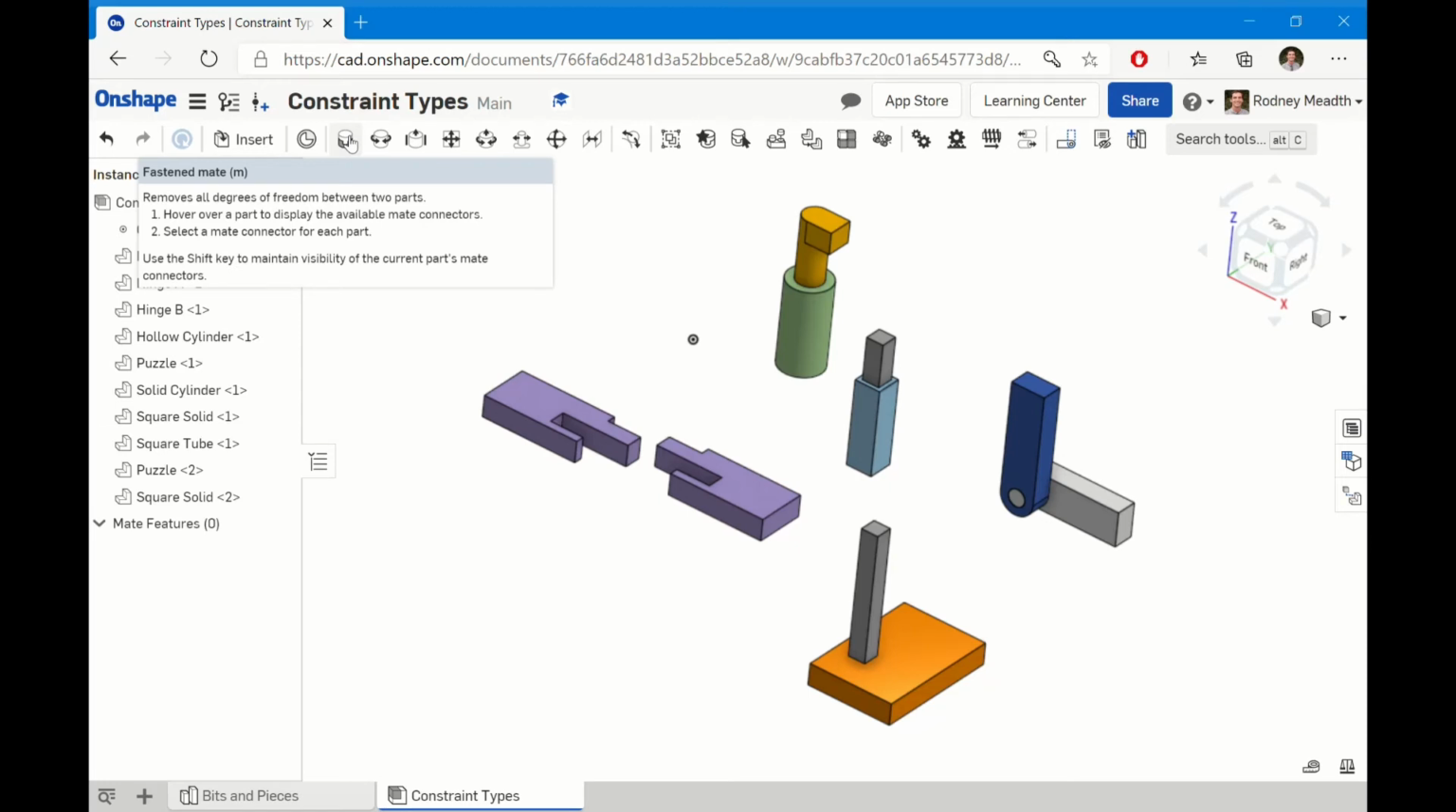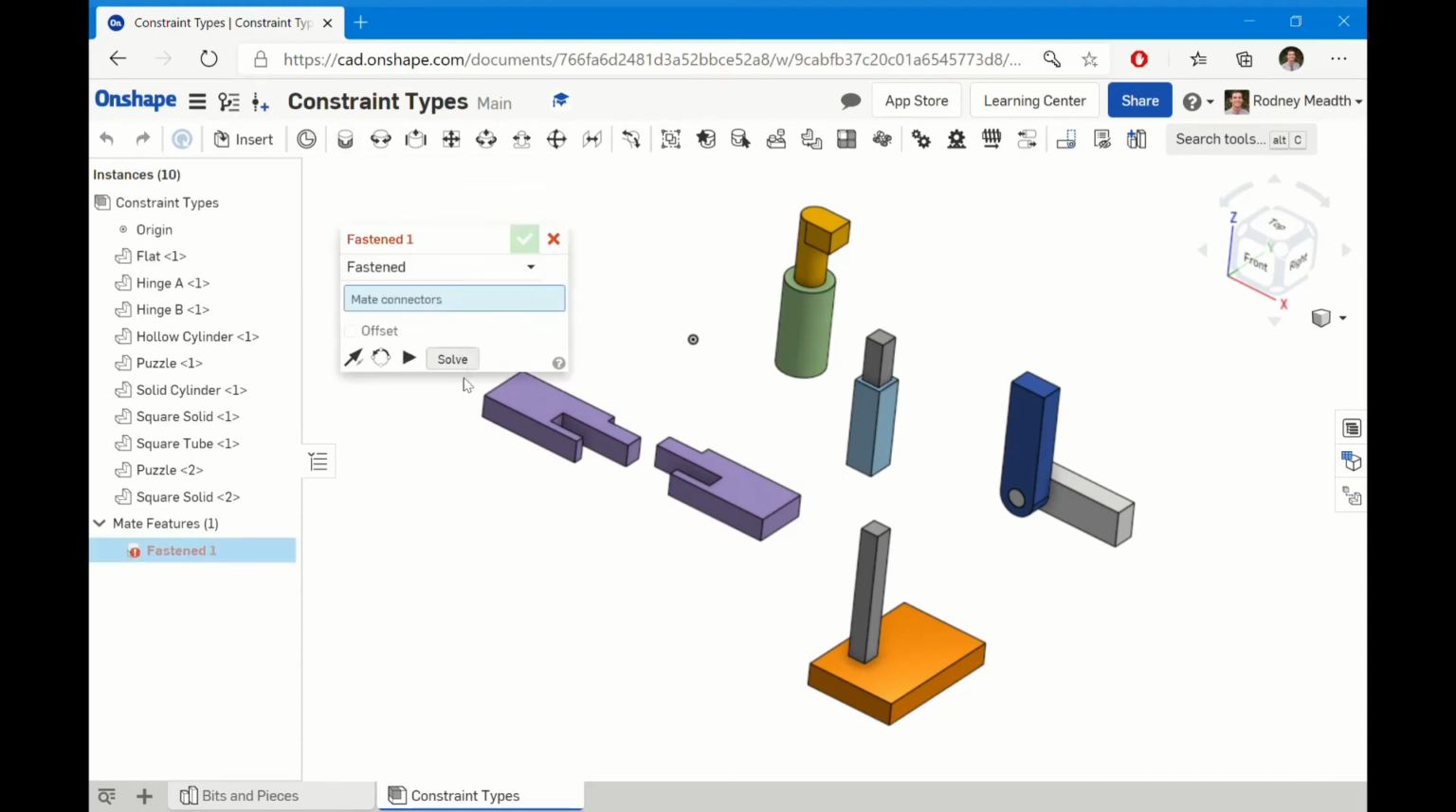And what a fastened mate does is it gets rid of all of that freedom. It's like the anti-libertarian mate. Okay, it gets rid of all the freedoms. And another opposite way to say this is that it introduces 6 reactions. It introduces 3 translational and 3 rotational reactions. Okay, those are like saying the opposite side of the coin, but just as accurate. So I'm going to go to this little puzzle piece that I built here.